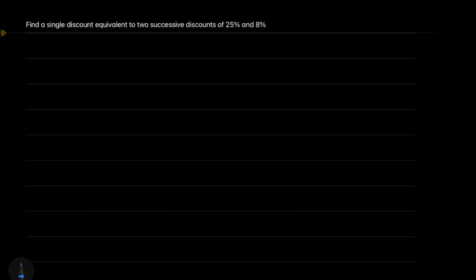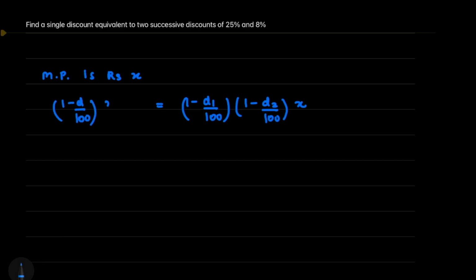Now let's try this final word problem in our discount chapter. We need to find a single discount that is equivalent to two successive discounts, 25% and 8%. So how do we find that? Let's take any mark price. Let's keep the mark price as X rupees. If we have two successive discounts, this can be written as 1 minus d1 over 100 into 1 minus d2 over 100 into the mark price X. And we have to make it equivalent to a single discount which combines d1 and d2. So that would be 1 minus d over 100 into X.